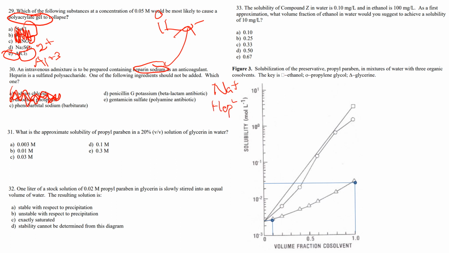So right away what we can assume is that anything that has a positive charge, any of the other ions, would be fine with heparin. So for example, potassium, as in right here, has a positive charge, meaning penicillin has a negative charge, meaning we're fine to mix heparin and potassium. Phenobarbital has a sodium, right? So sodium is plus, phenobarbital is minus. This is fine to mix with heparin.